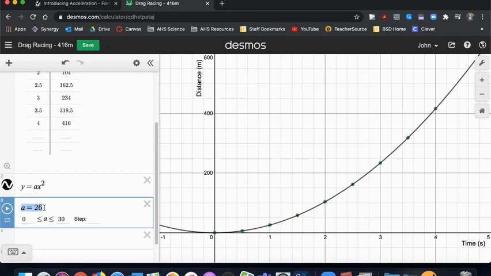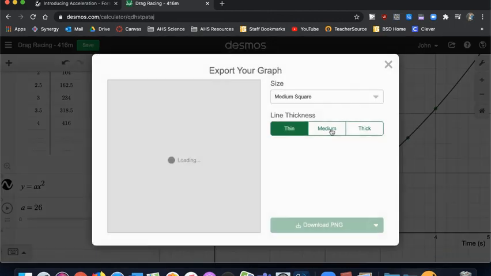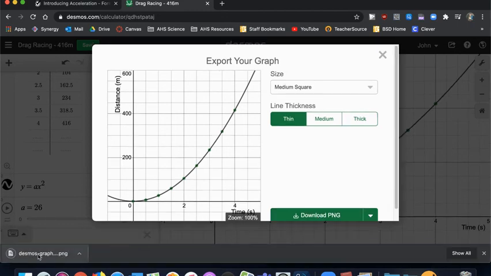And then if I'm finishing question 9, I have my line going through my data points, and it asks me to share. So you want to click this share button in the top right corner, export image. It's going to give you a little menu here to make some changes. And then you can download that, and it's going to go to your download file. You can see it just showed up here for me, my Desmos graph.